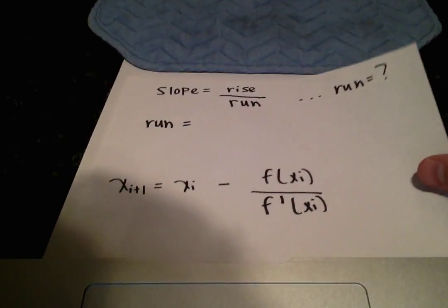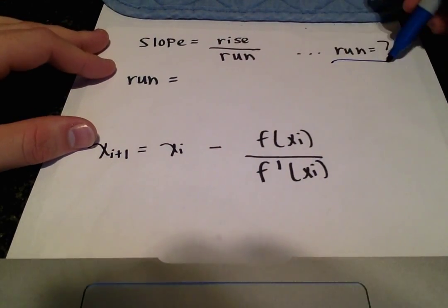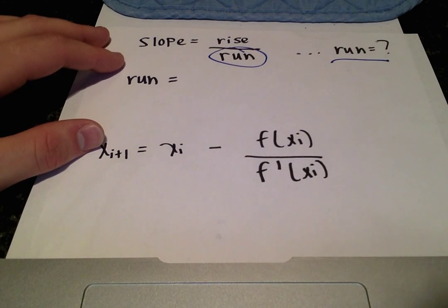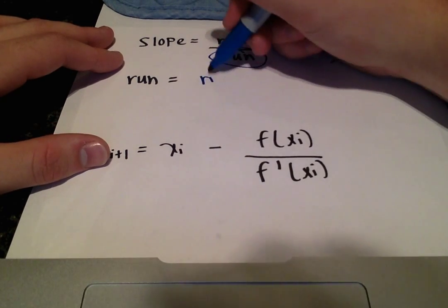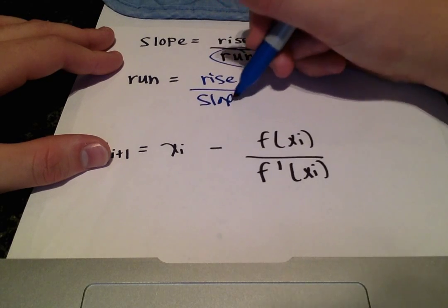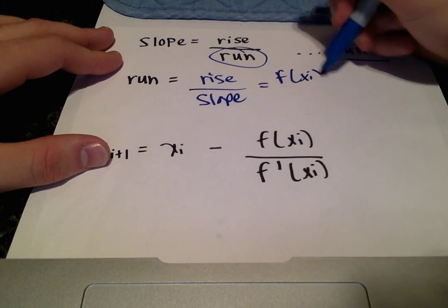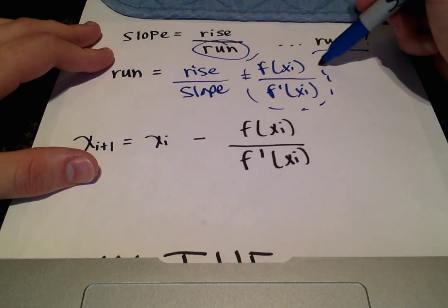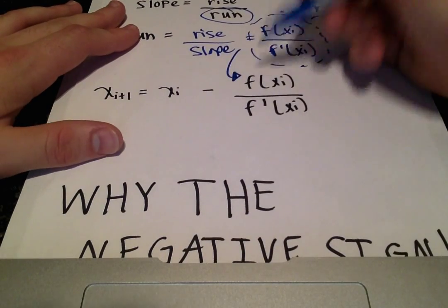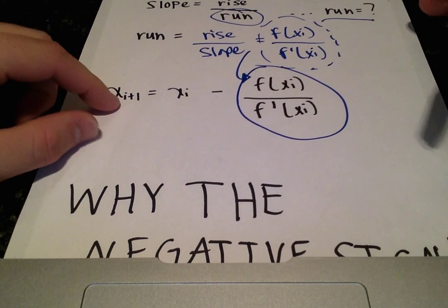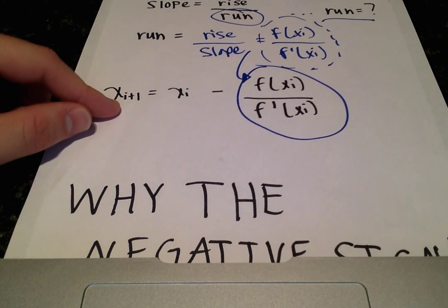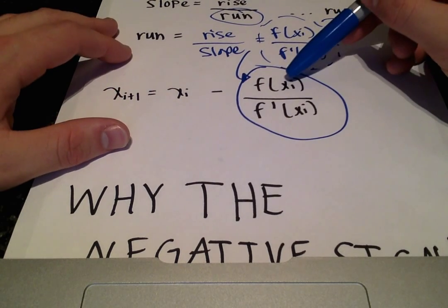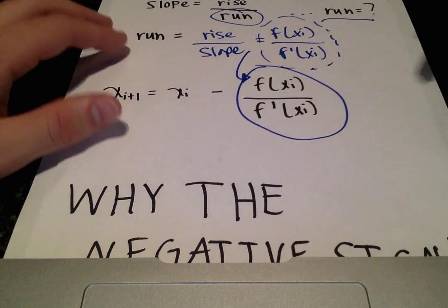So if your slope equals your rise over your run, what would your run be equal to? If you solve for the run in terms of slope and rise, what will you get? Your run is equal to the rise over the slope, which is equal to f of x sub i over f prime of x sub i. Okay, oh wait a sec, this part right here looks awfully similar to what we have in our formula. So to get our new approximation each time with the Newton-Raphson method, we have x sub i plus 1 equals x sub i minus f of x sub i over f prime of x sub i.